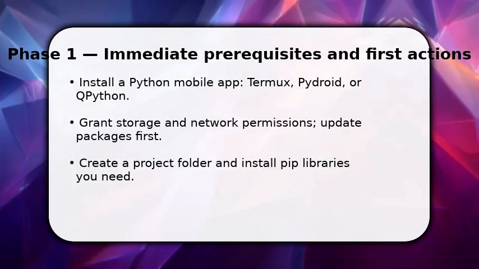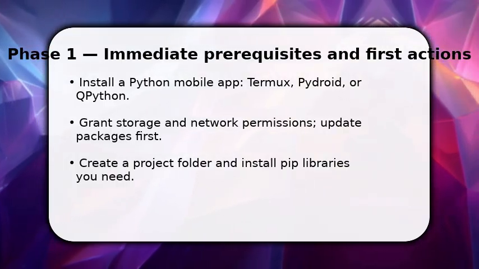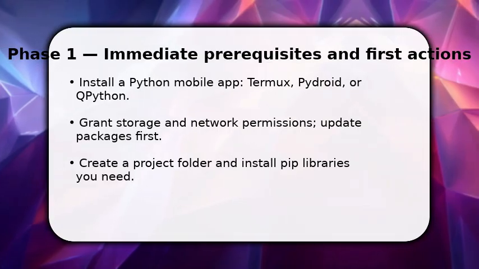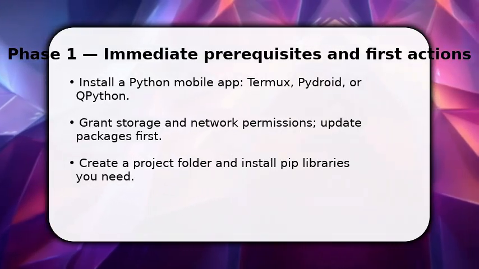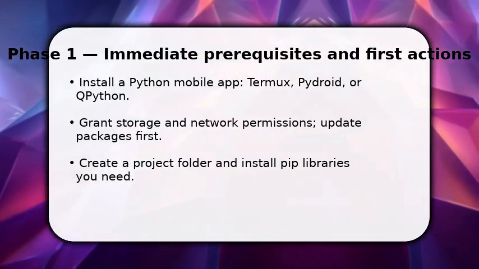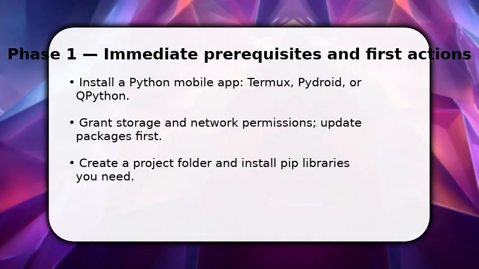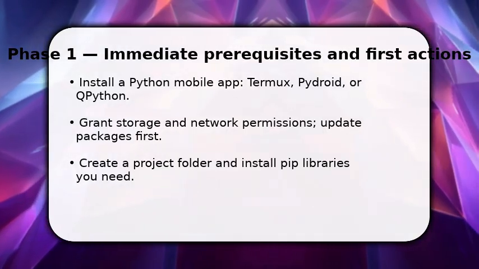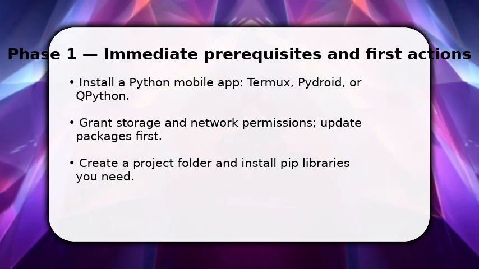Next, open the app and update its package manager, then create a project folder and pip install the libraries you need. This prevents runtime errors later. Make sure to keep versions consistent because mobile environments often differ from desktop, and that reduces debugging time.